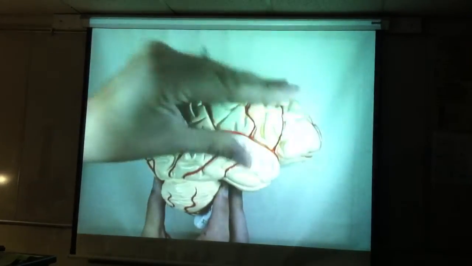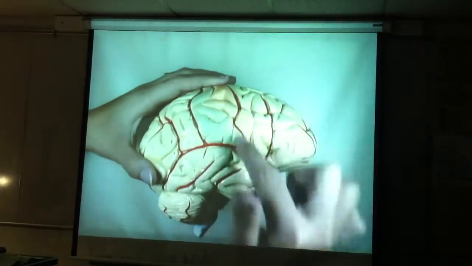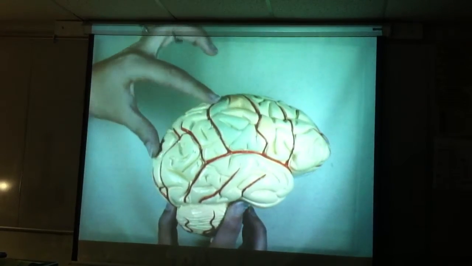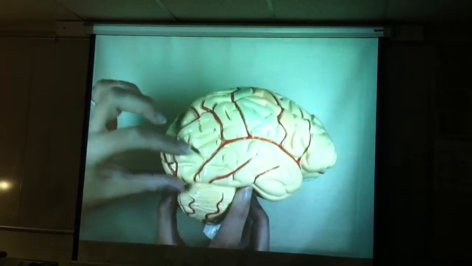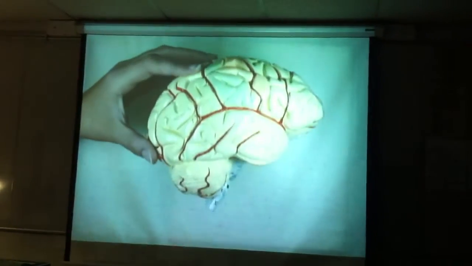portion. I always tell my students it looks like a little hand. So this is your frontal lobe here. This is your temporal lobe. Your parietal lobe is right here, and then the occipital lobe is this back part. Right down here is the cerebellum.